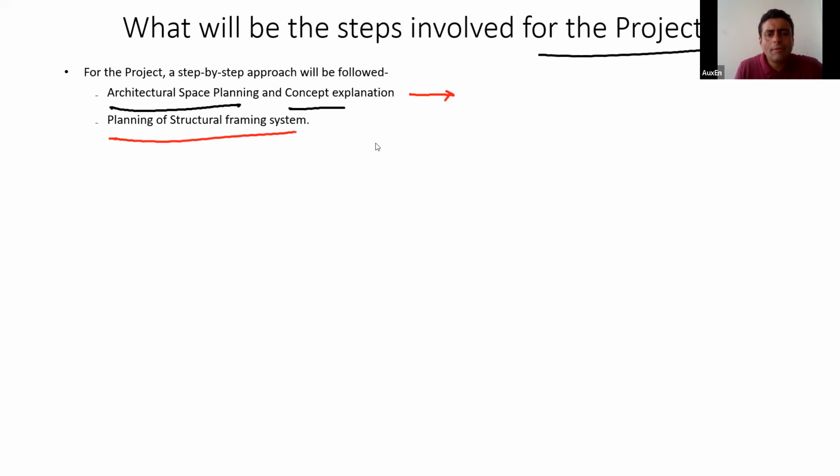What I am doing right now, I am telling you what the steps involved for the RCC residential bungalow project will be, and how we will take our project ahead. So this will be the starting step. Then once we understand the architectural space planning and the concepts involved, we will move to planning of structural framing system. What do I mean by planning of structural framing system?